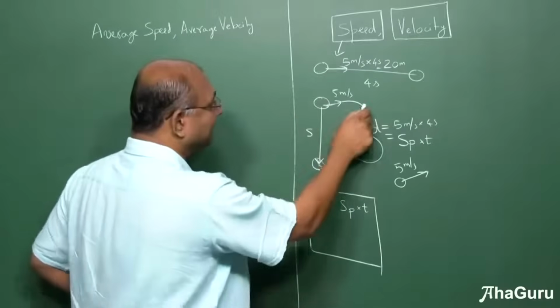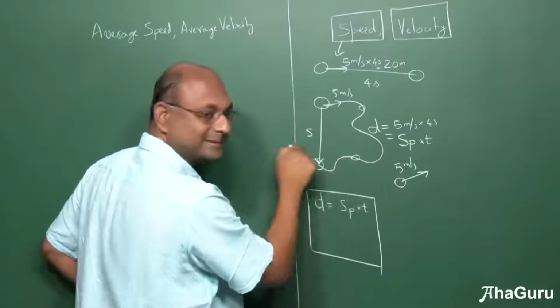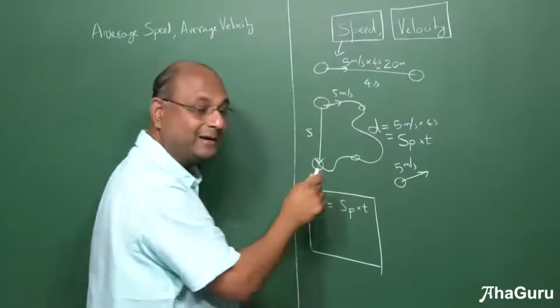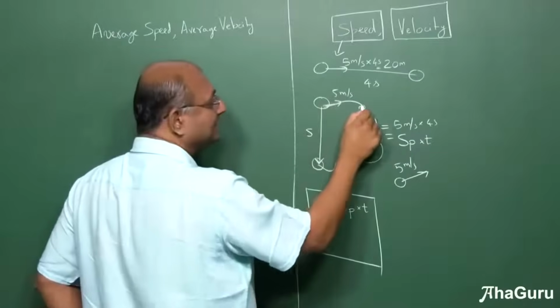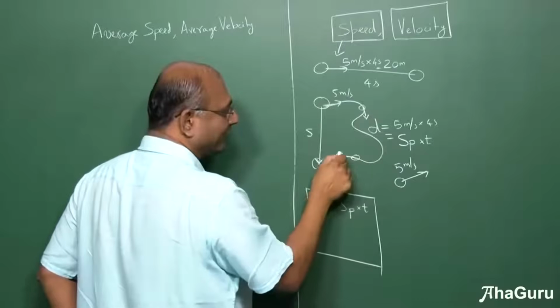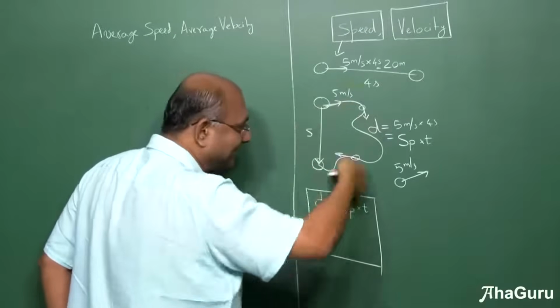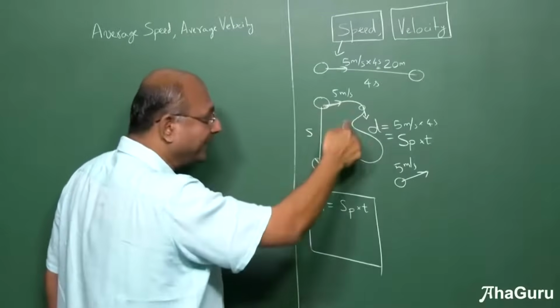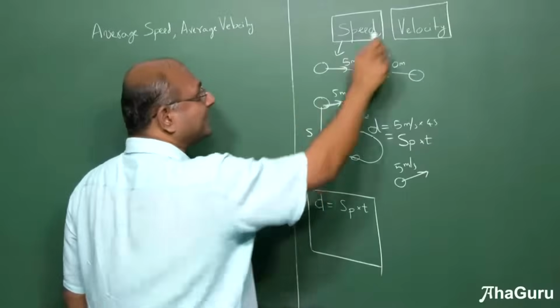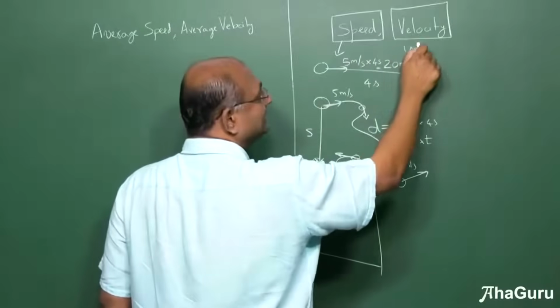Here I can have 5 meters per second, 5 meters per second, 5 meters per second. It is moving at 5 meters per second, but look at the direction. Here it is moving like this, here it is moving like this, here it is moving like this. So the velocity is changing. Speed is constant.